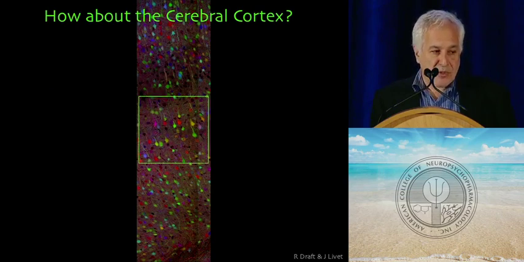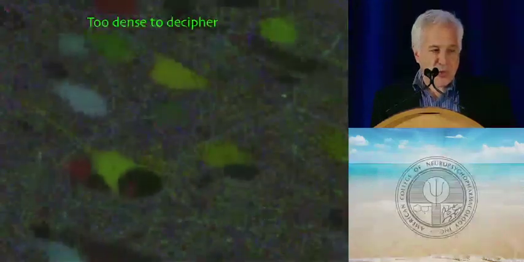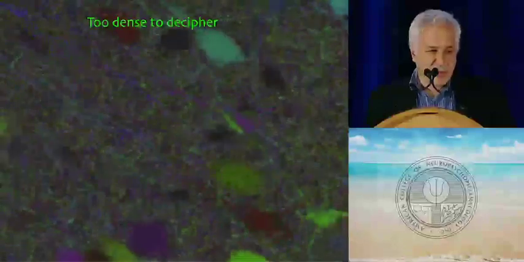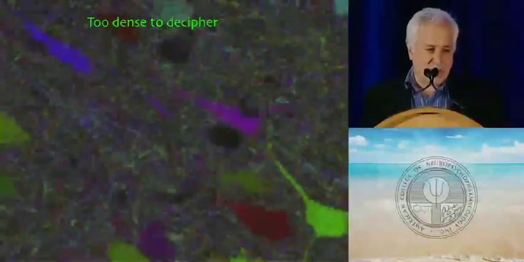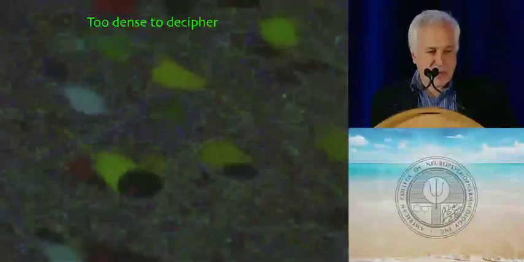So when we try to do the same thing in the cerebral cortex, this is the Technicolor Golgi. It looked promising, but when we zoom in and try to get all the wires, big surprise, there's just way too many wires. It's way too dense to figure out. So we've taken two strategies here.